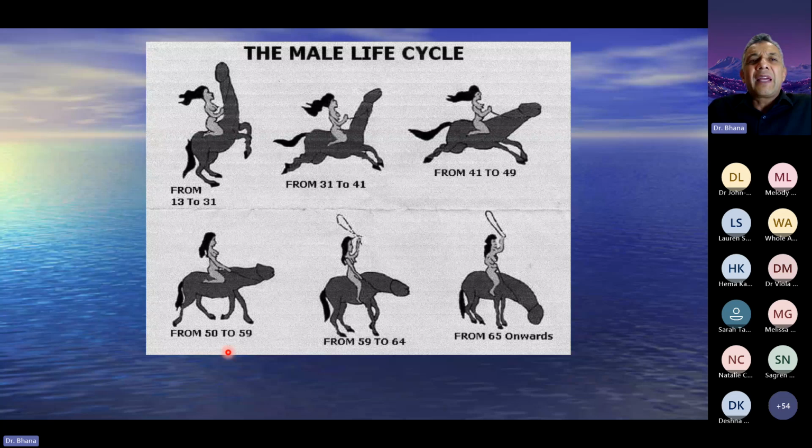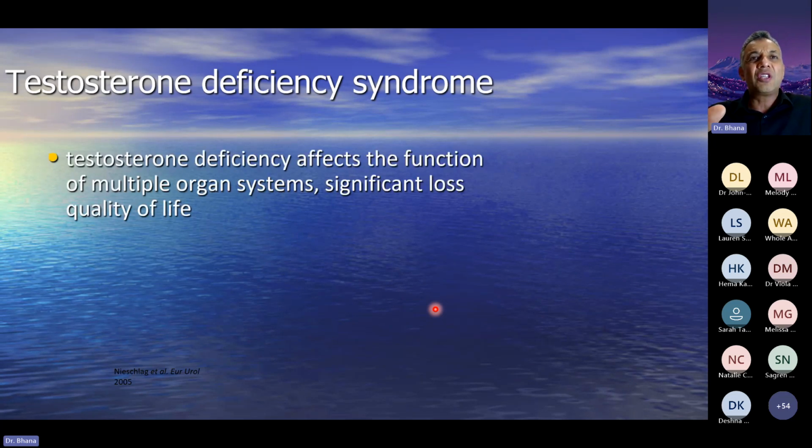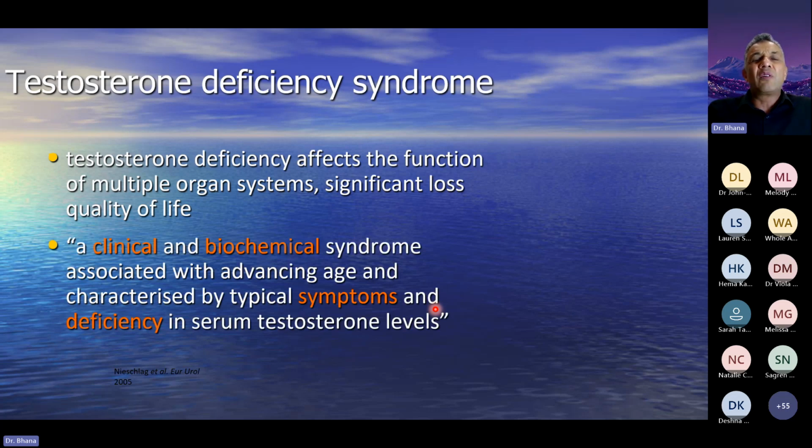So, like our female counterparts have a life cycle in terms of what happens to estrogen, this is a little funny cartoon showing what happens to testosterone from youth to progression in terms of life. So testosterone deficiency syndrome is real. It has a definition, and it affects the function of multiple organ systems and has a significant loss in terms of quality of life. The definition is a clinical and biochemical syndrome associated with advancing age, characterized by typical symptoms and deficiency in serum testosterone levels.